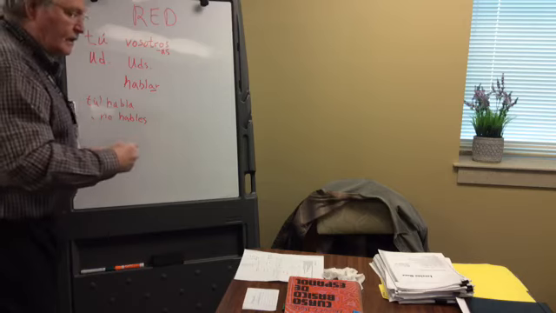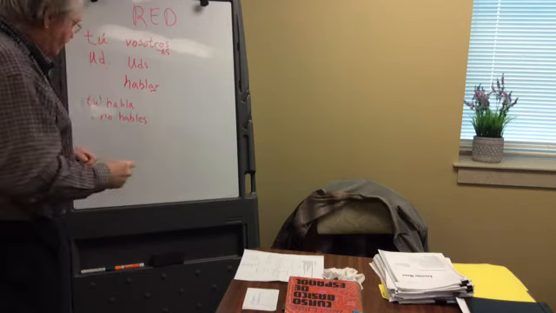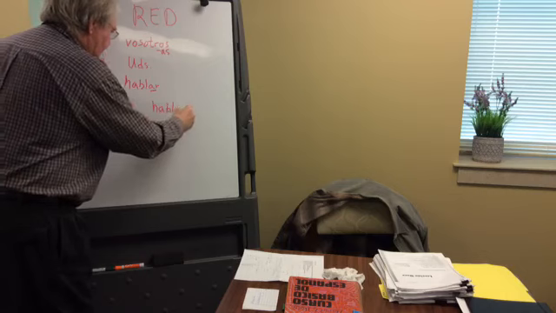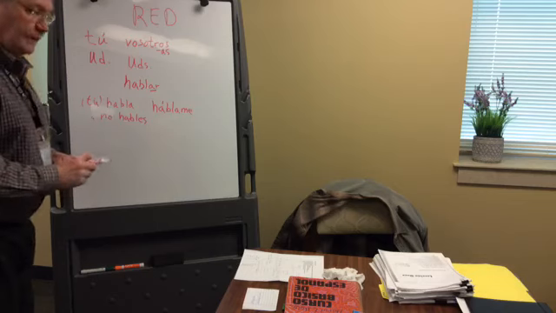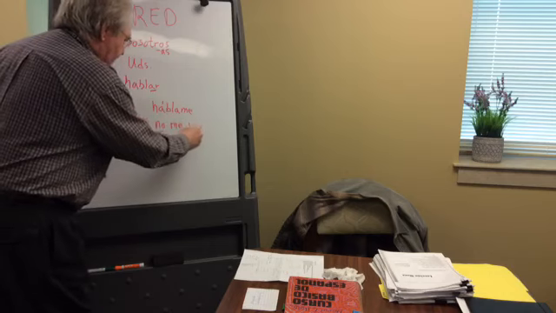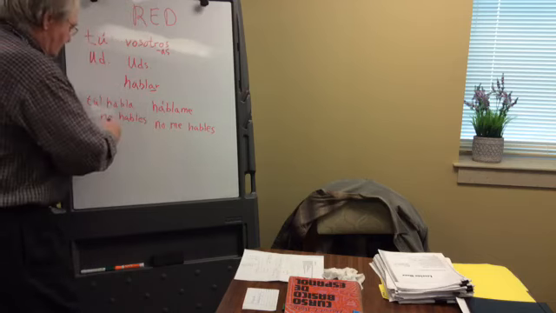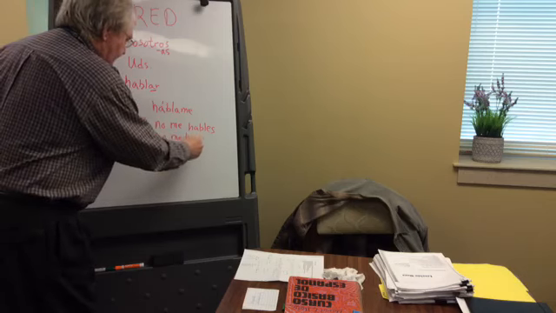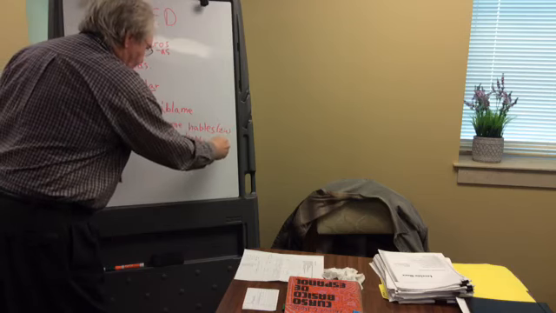Now, when we have a pronoun that gets added, like speak to me or don't speak to me, it goes like this. Háblame. Speak to me. But don't speak to me: no me hables. That's the tú form. The usted form would be no me hable. This is the tú form. This is the usted form.